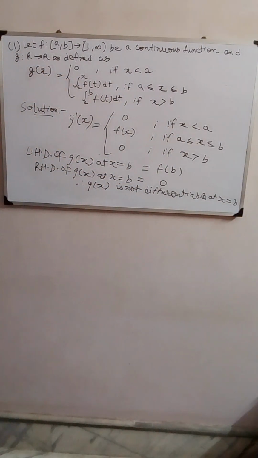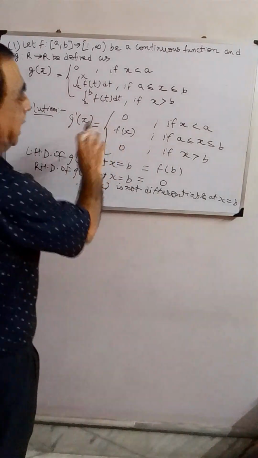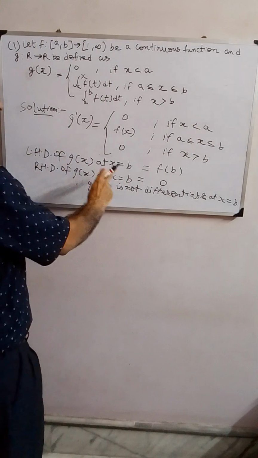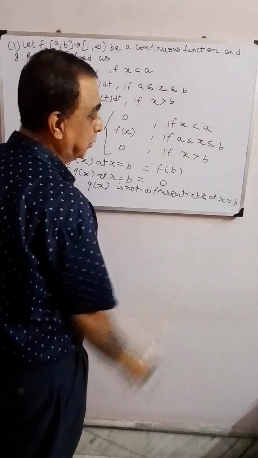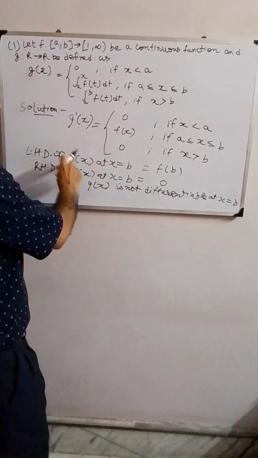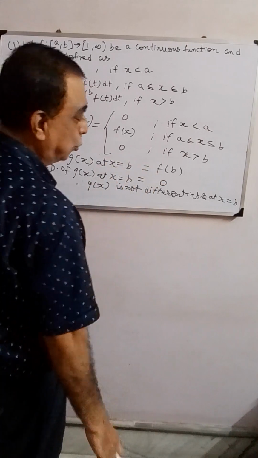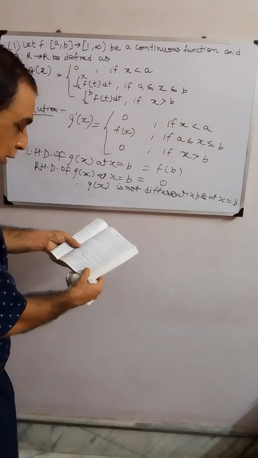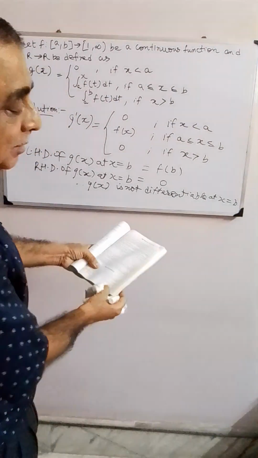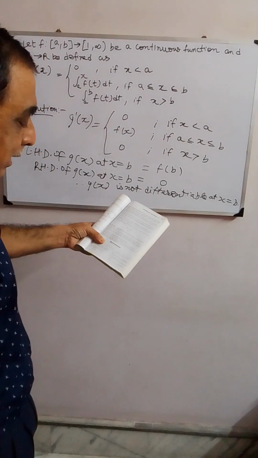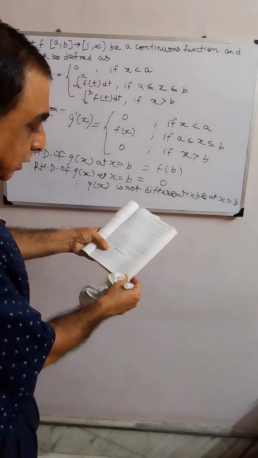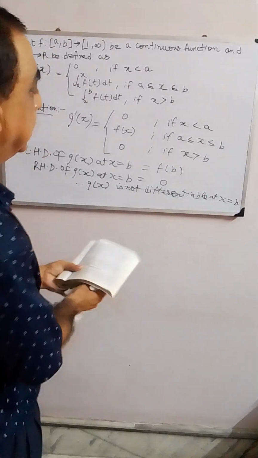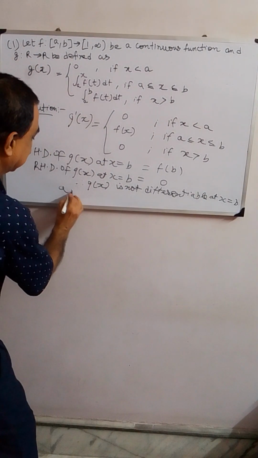So what is the result we have got? We have got that g(x) is continuous at x equals a but not differentiable at x equals a. g(x) is continuous at x equals b but not differentiable at x equals b. So options A and B are saying the same thing. Option A is saying that g(x) is continuous at x equals a and not differentiable at x equals a. So option A is correct.